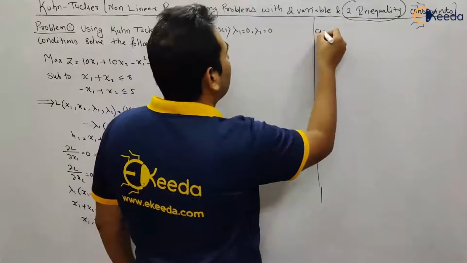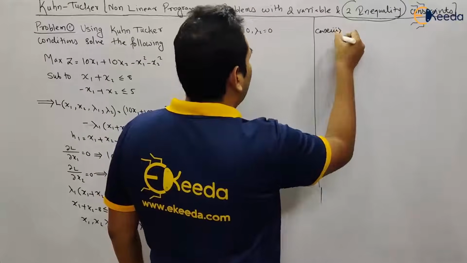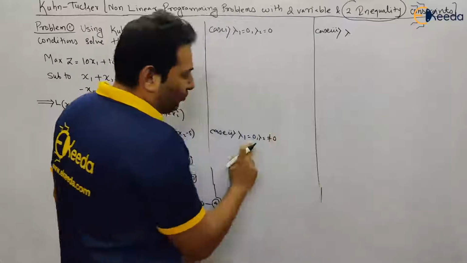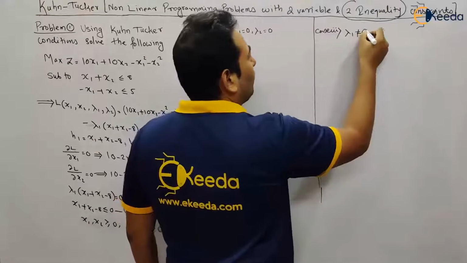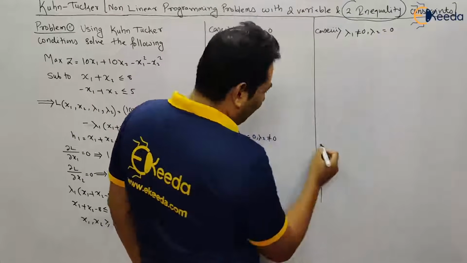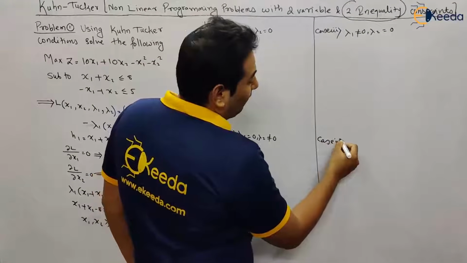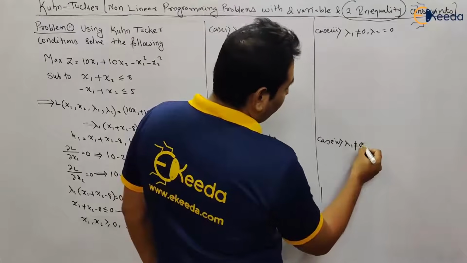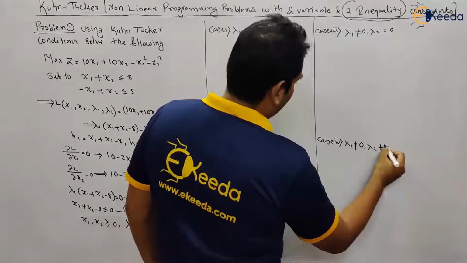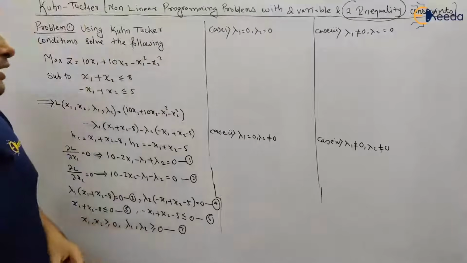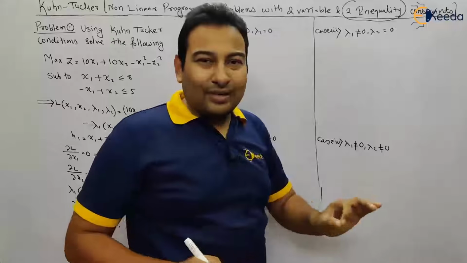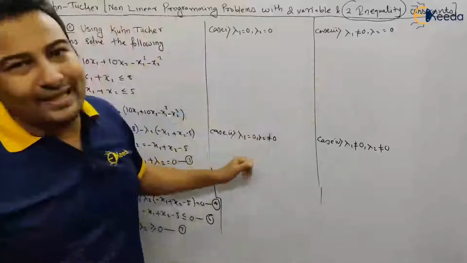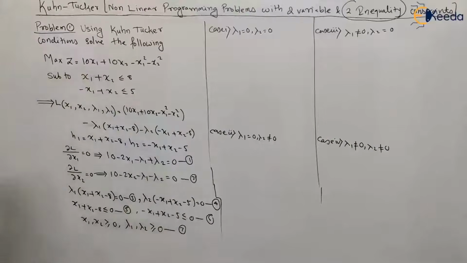Next, case number 3, opposite to this. Here lambda 1 is 0, lambda 2 is not 0. Here lambda 1 will not be 0 and lambda 2 will be 0. And what will be the last case? Yes, please tell me. Both are non-zero. If the problem is of 2 variables and 2 inequality constraints, it is fixed. There will be 4 cases in all the problems. Now we're gonna solve for all the 4 cases to get the solution.